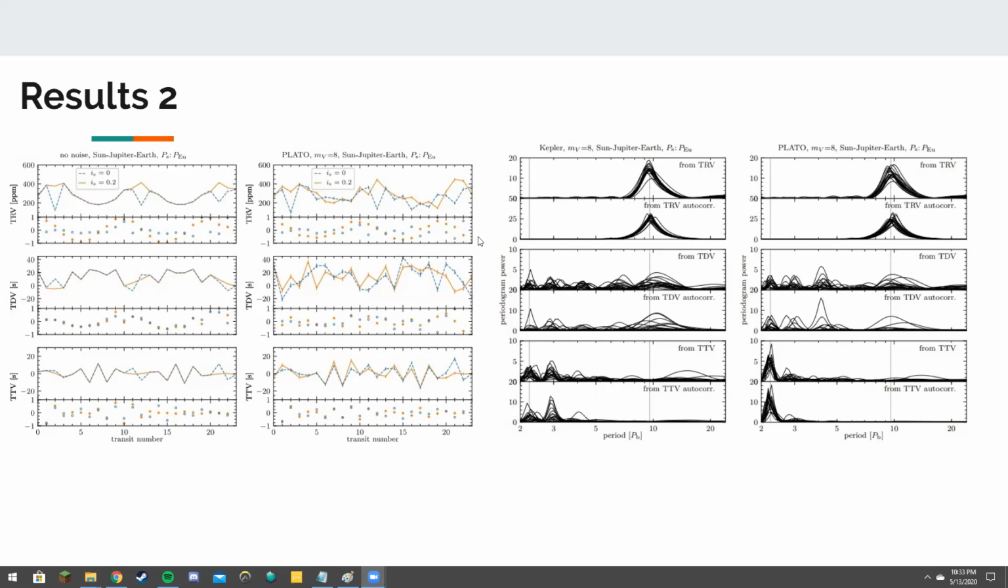And the important thing to see from this plot is that we have the most pronounced signal from our TRV observations, while we can see from the TDV and the TTV observations, it's much more sporadic and harder to get a read. And it's important that we get a strong signal for the periodicity, because this kind of gives us stronger evidence that an exomoon might exist around these transiting exoplanets.